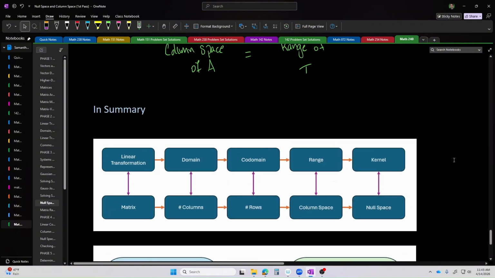Similarly, when we talk about the range of the linear transformation, the vectors within the codomain that can actually be produced by the transformation, that corresponds to what we call the column space of the matrix, the vectors that can be produced by multiplication by this matrix. And similarly, this idea of kernel of a linear transformation corresponds to this idea of null space for a matrix. All the vectors that are destroyed when the matrix A is applied. All the vectors that are turned into 0 when the matrix is applied.